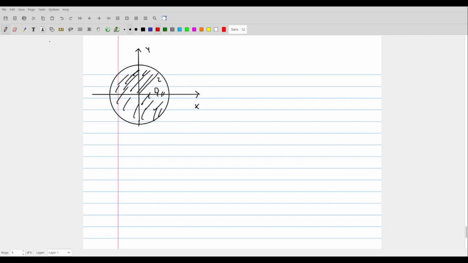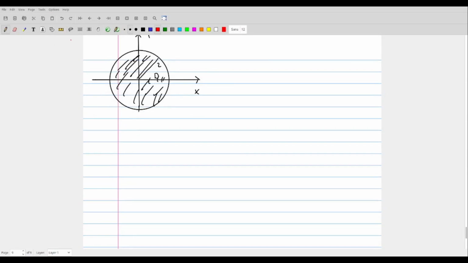To calculate the total mass, we need to take the triple integral over the region omega of the density function, and we're going to evaluate this in cylindrical coordinates.